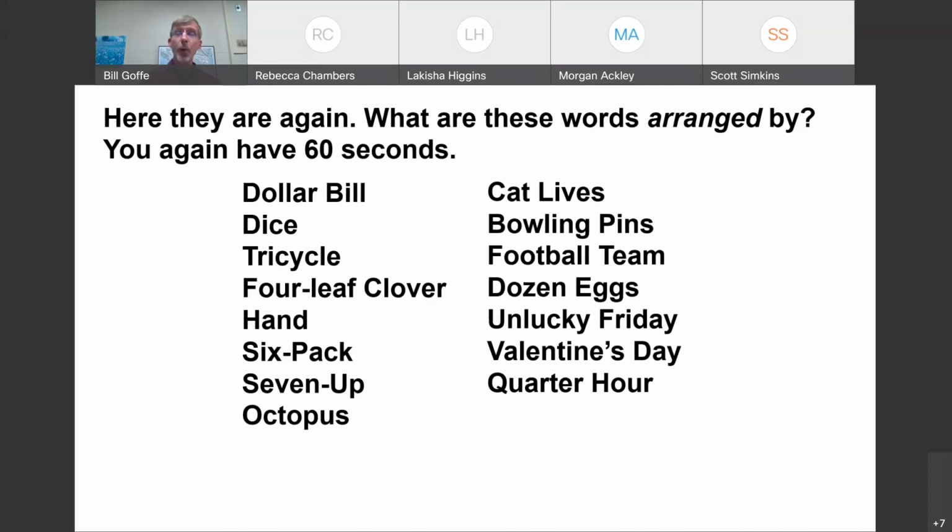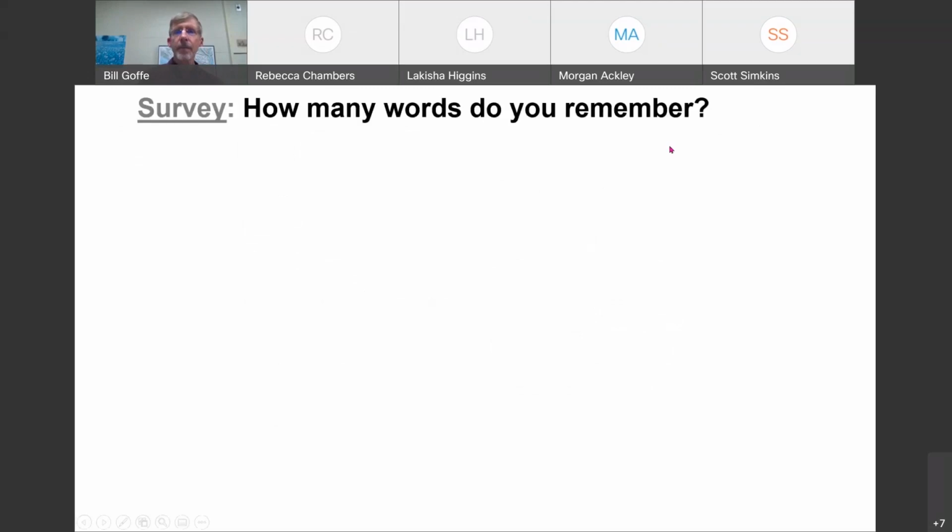Another 30 seconds. What are these words arranged by? Ten more seconds. Five. And that's it. The second question then, how many words do you remember now? Our second poll, if you will.